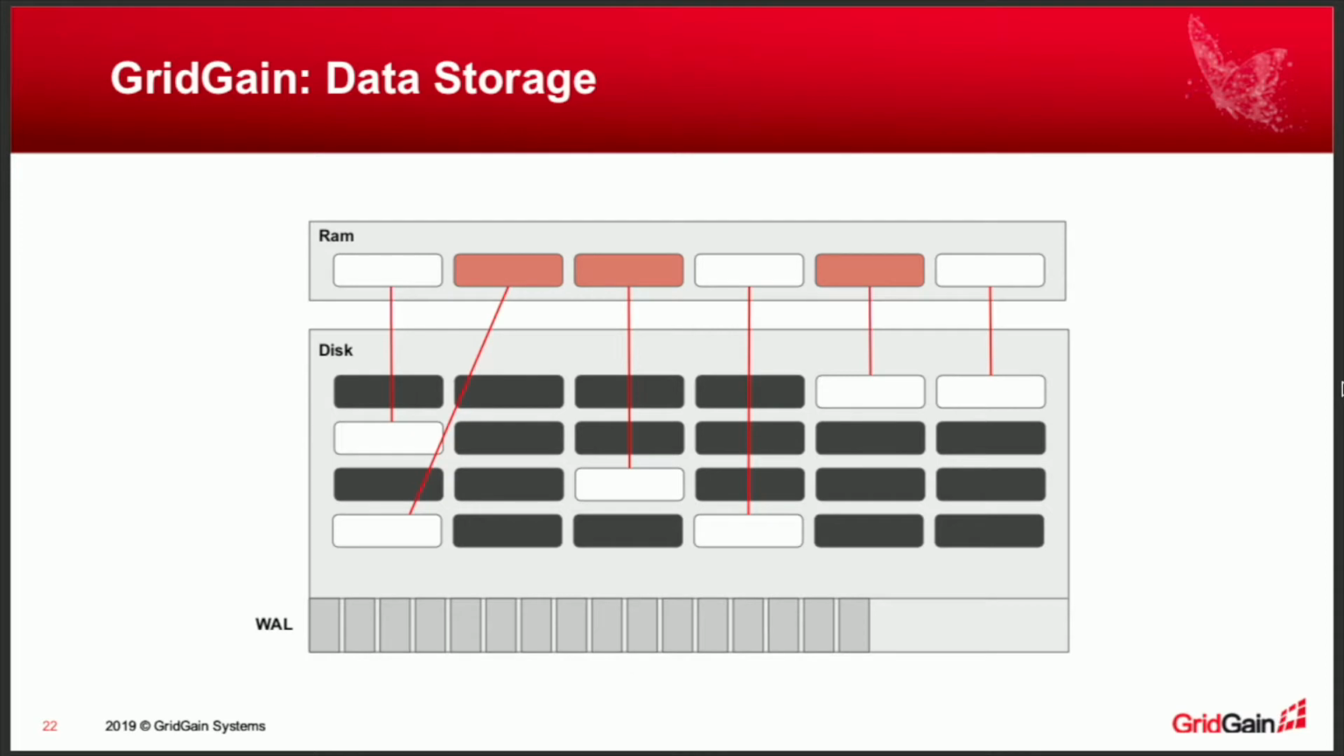GridGain, starting with version 8, has a persistent data storage capability that enables you to store more data than you have memory available. So if you have all the operations go through disk, and if something goes wrong, you have all the information available on disk, and it's useful for failover. So you have some subset of data in memory and the whole set of data on disk, and there is also write-ahead log, which is used for failover. So if something goes wrong, we recover from write-ahead log.